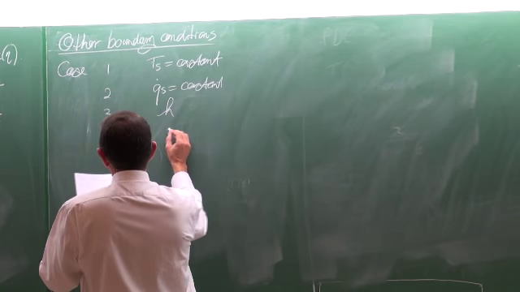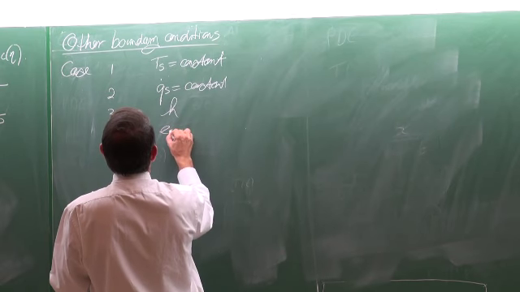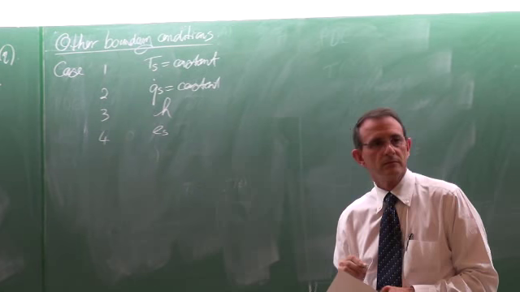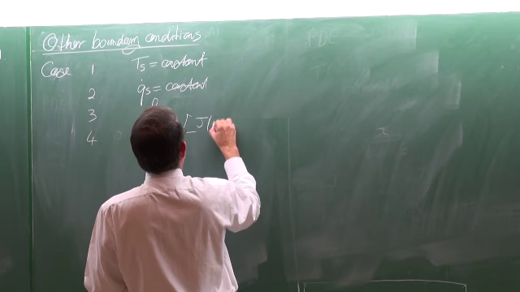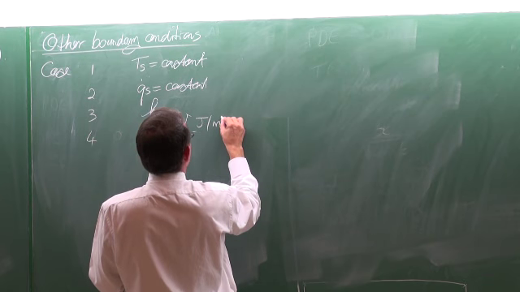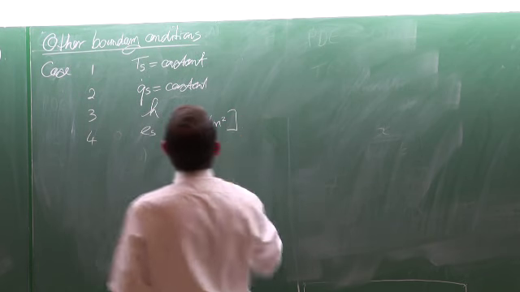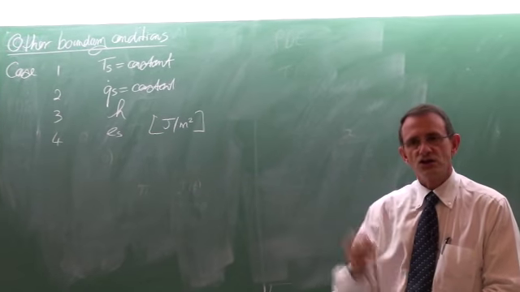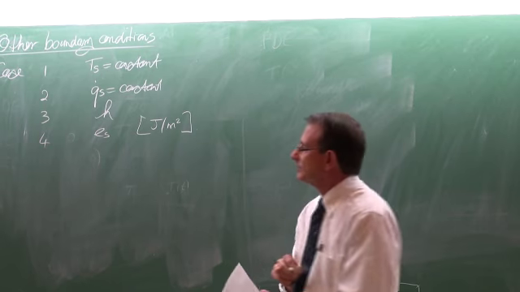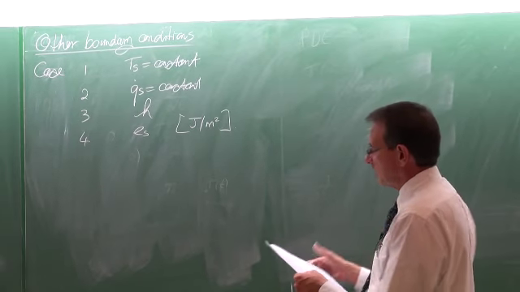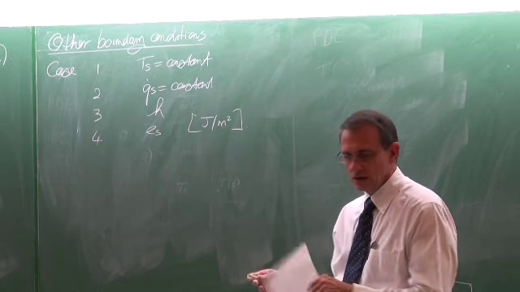The fourth one is an energy pulse, typically from a laser. And it gives a certain amount of energy which is measured in joules per square meter. So it's only a pulse at one point on the surface, and now we want to see how the temperature changes in the body.